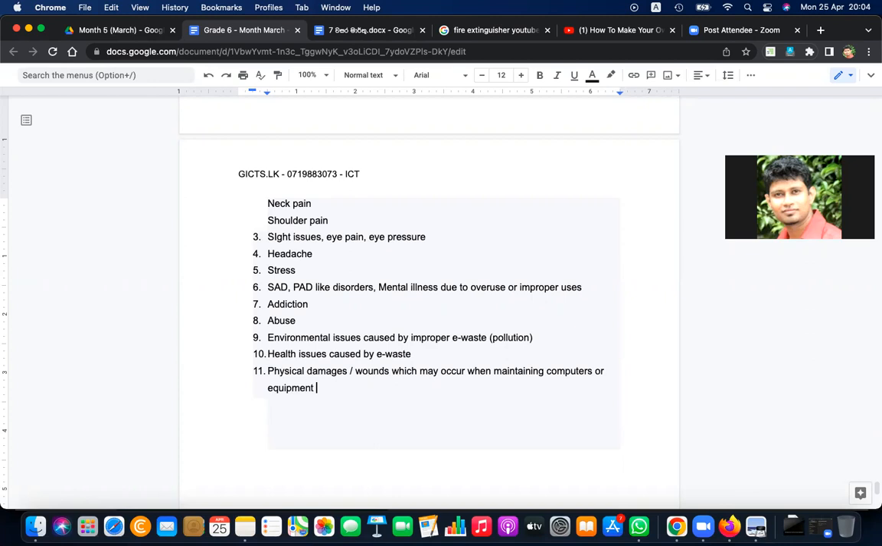So physical damage, which may occur when maintaining computers or equipment, that is also another. Right, be careful with it as well. Sight issues. Right, then another thing.